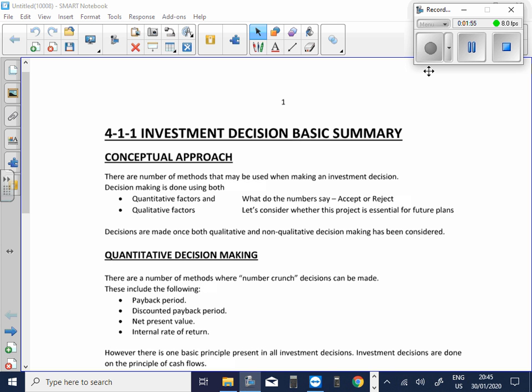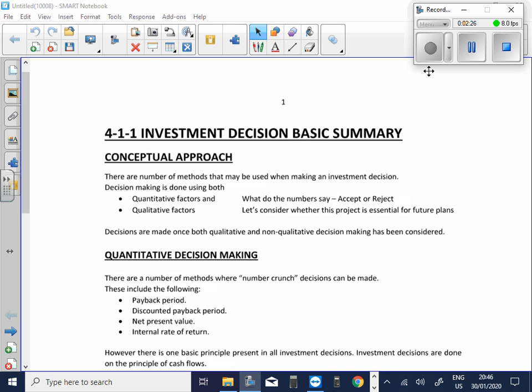So I've got here, decisions are made once both qualitative and quantitative decision making has been considered. For qualitative, I'm going to show you sensitivity analysis. So sensitivity analysis will be what happens if the selling price of the goods changes by 10%. Are we still happy or are we not happy? That type of scenario. So we'll do a bit of scenario planning, that type of stuff within a question. Guys comfortable with that? So that will be qualitative.